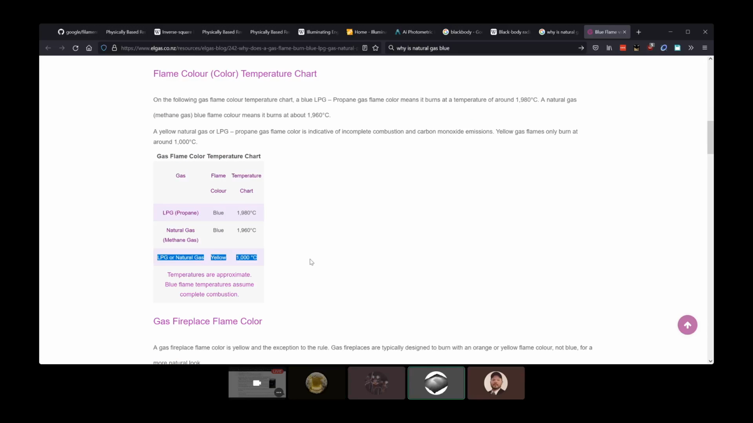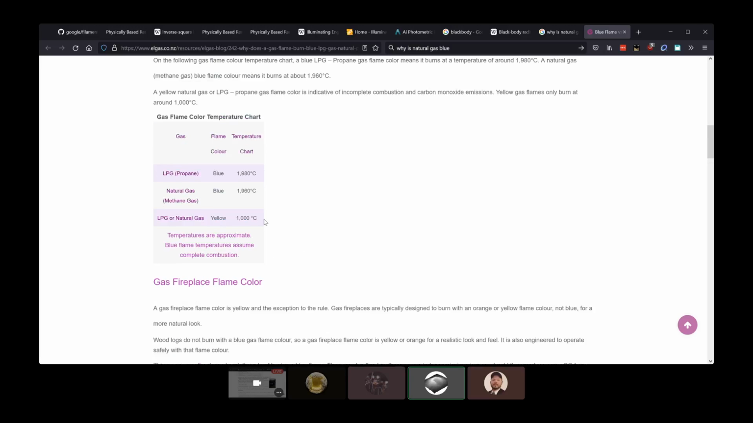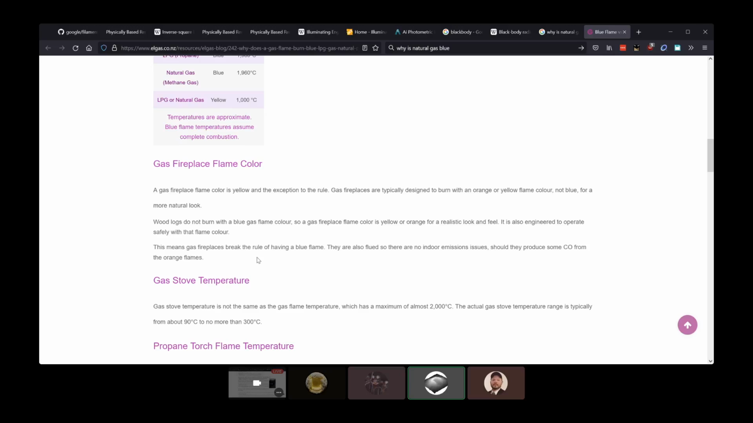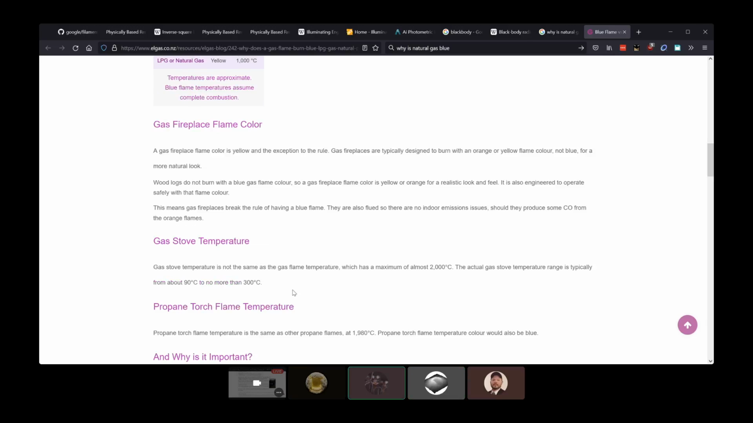I believe there is some of that going on. I mean, it cools down and it will not be as bright, but I think it might just be incomplete combustion.